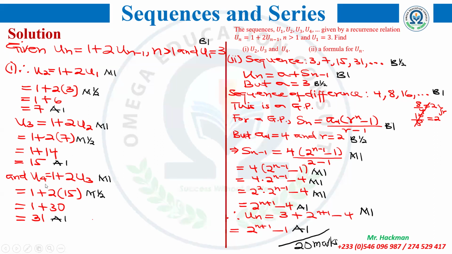Then that will be when n is equal to 4. So you get u sub 4 is equal to 1 plus 2 u sub 3, because it will be 4 minus 1 for the sub here. And you substitute your u sub 3, which is 15. And that gives us this.